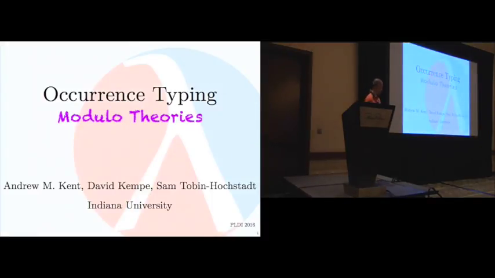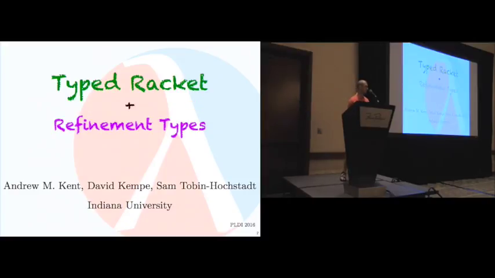Okay, so my name is Andrew Kent, and I'm going to talk about our paper, Occurrence Typing Modulo Theories, which is some work I did with David Kempe and Sam Tobenhockstadt at Indiana University. And this is kind of a cute name for basically taking Typed Racket and adding refinement types in a way where the theory that you're refining with is modular.